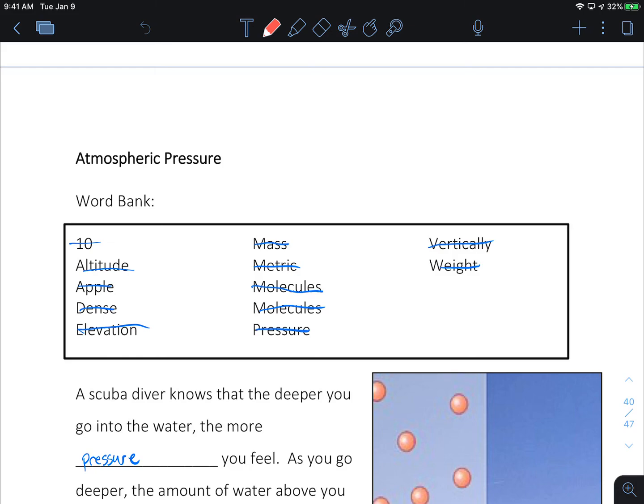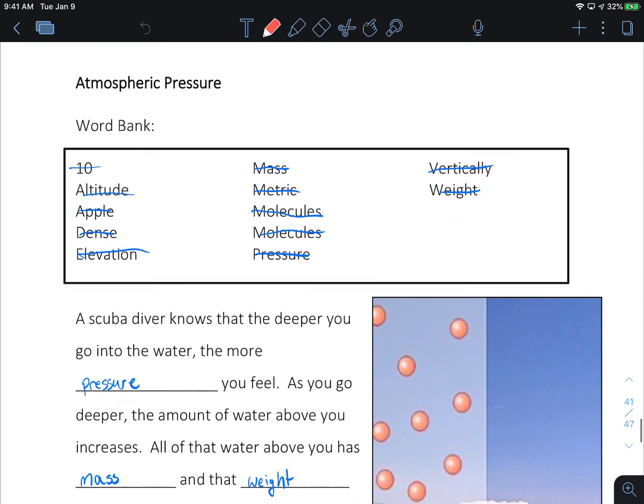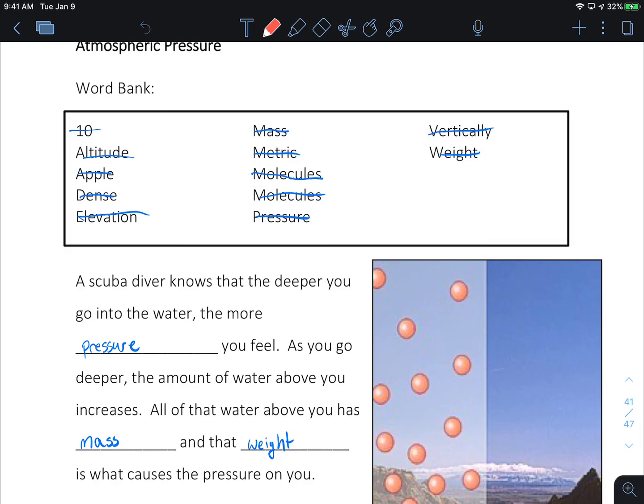Hello everyone, today we'll be talking about atmospheric pressure and how atmospheric pressure relates to weather. So for this first lesson, we're just going to read through, and you can see the edits that I've done to put the words in the right place so you can fill out your own at home.